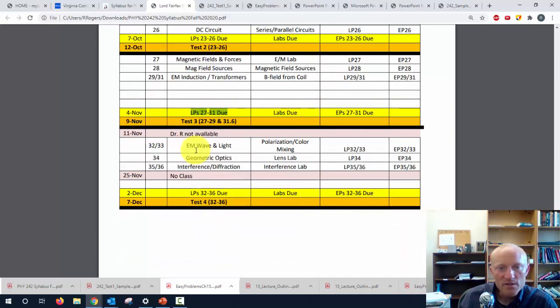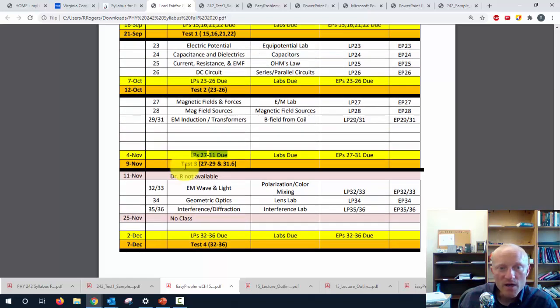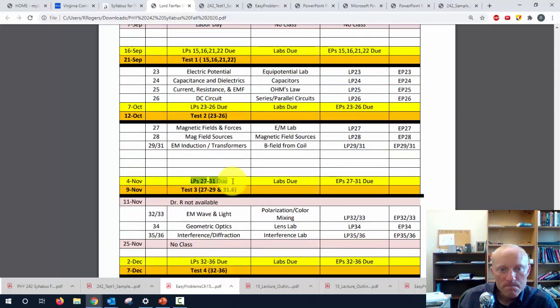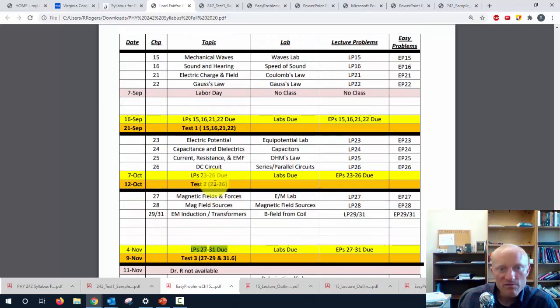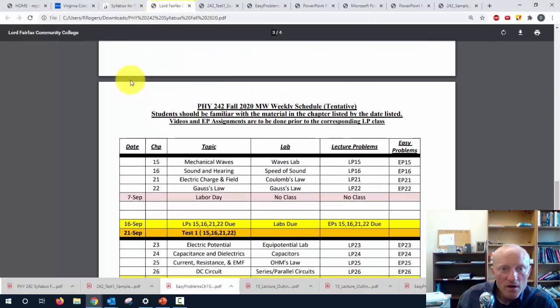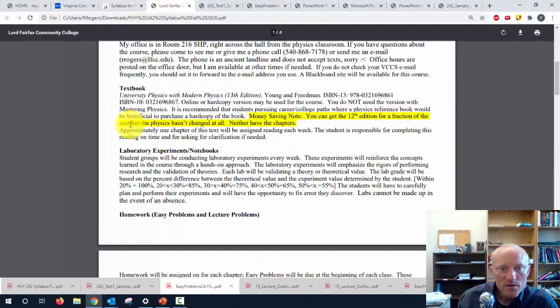And last but not least, test number 4 is not cumulative, and it is going to be chapters 32 through 36. In my opinion, probably after the most difficult ones of 21, 22, the most difficult stuff would probably be in the middle here. These chapters right here, they're relatively straightforward. Okay, so that's everything I wanted to say for that.